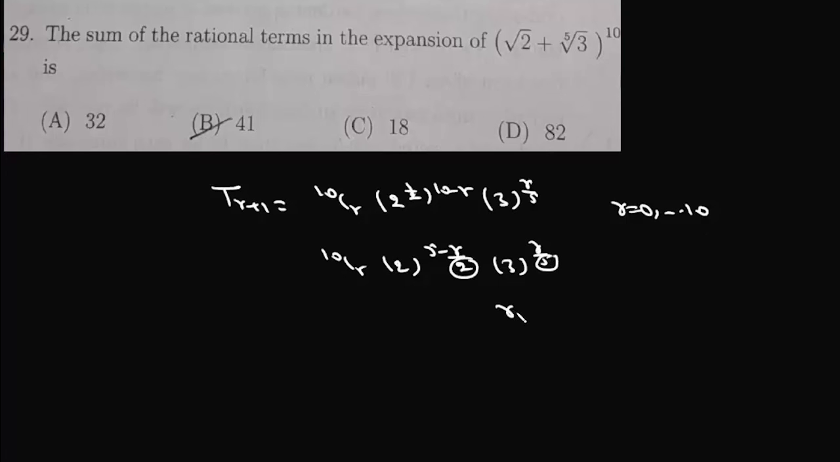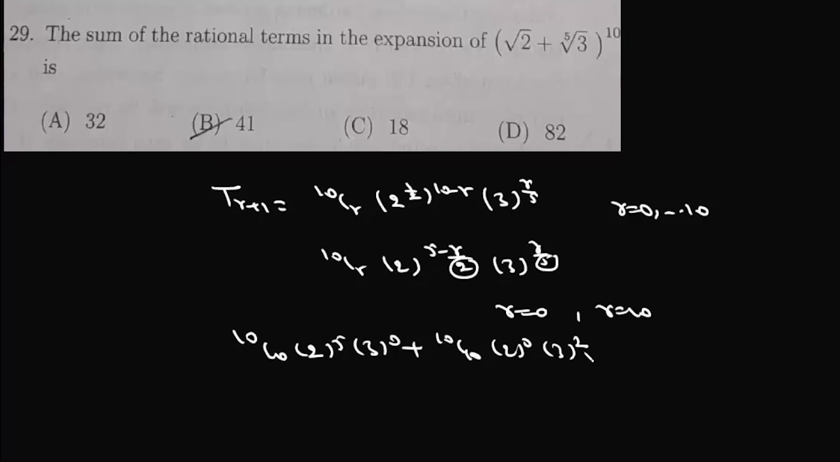So there are only two values that stand out, R can be 0 or R can be 10. So the sum of these two terms will be 10C0 2 to the power 5 3 to the power 0 plus 10C10 2 to the power 0 and 3 to the power 2. Now this is 32 plus 9 which is 41 and that's your option B.